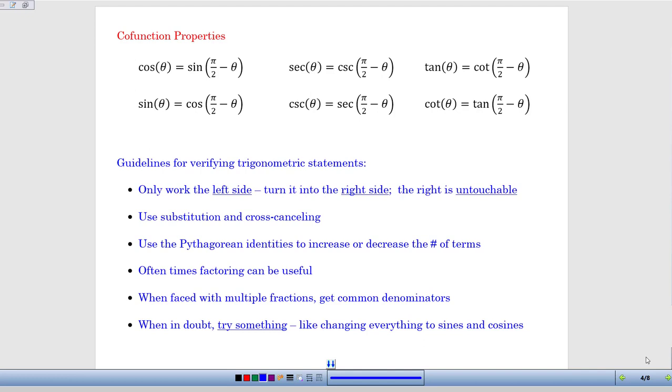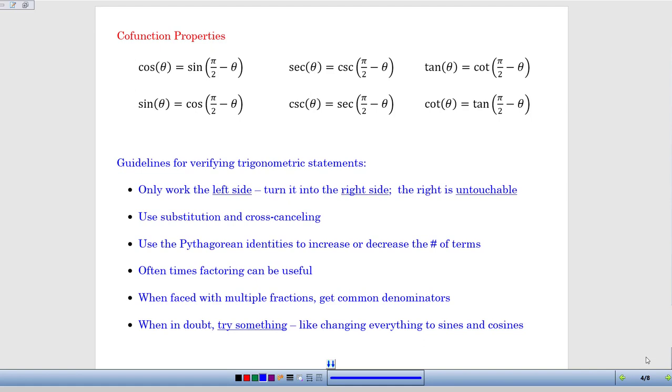So now that we, in the previous video, went through these basic identities that are going to be our tools in the toolbox, so to speak, now we have to put them to use. And so, again, if you've looked forward in the notes, you see these statements that we're asked to verify. And so we've got some guidelines that we need to make sure that we lay out before we get to work.